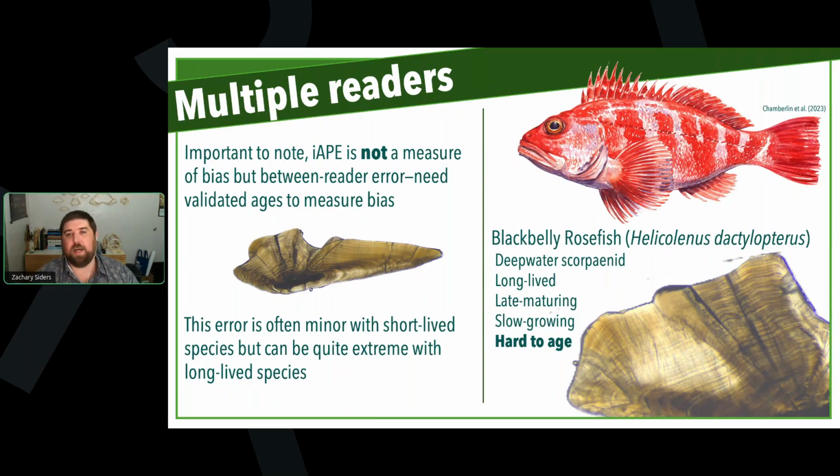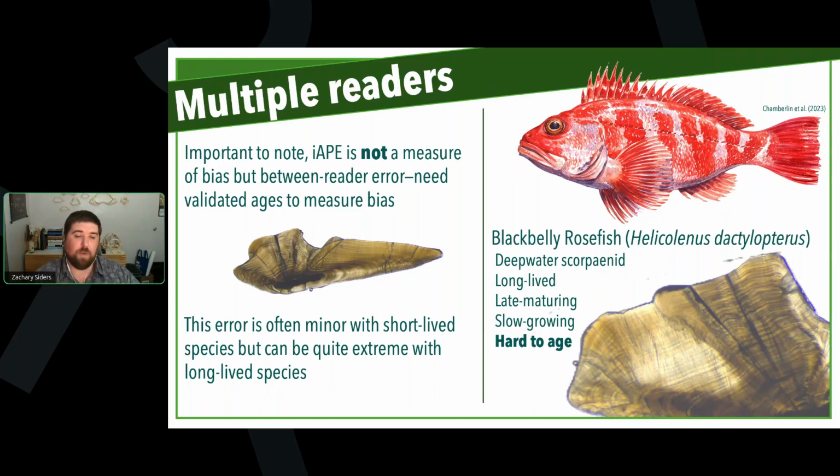For Derek Chamberlain's work on black-bellied rosefish as part of his dissertation, he's now at Alaska Fisheries Science Center, we validated the aging techniques on black-bellied rosefish with bomb radiocarbon, and that's a whole other set of work. This error is often pretty minor with short-lived species, but black bellies, which are the rockfish of the Gulf here, are long-lived, late maturing, slow growing, and really hard to age. They can live up to 90 or so. We have really tight opaque zones there, and it can be really challenging for people to age them accurately.